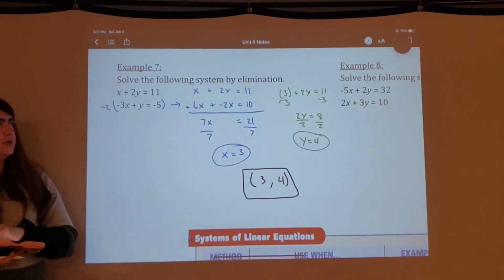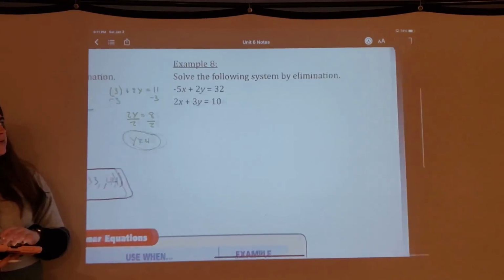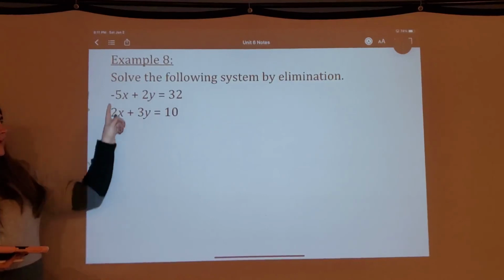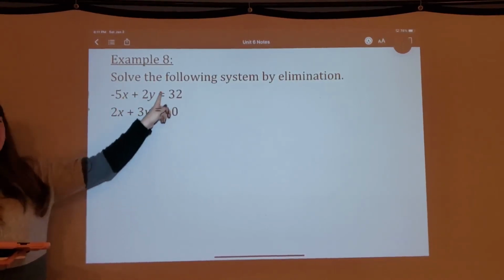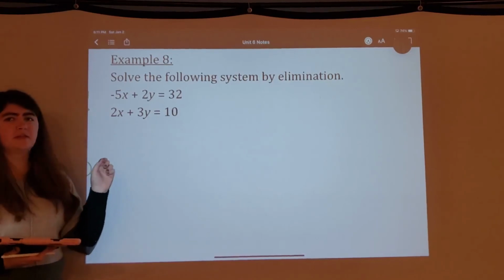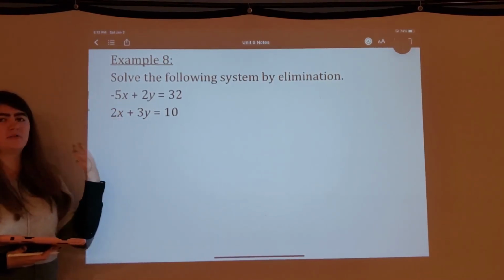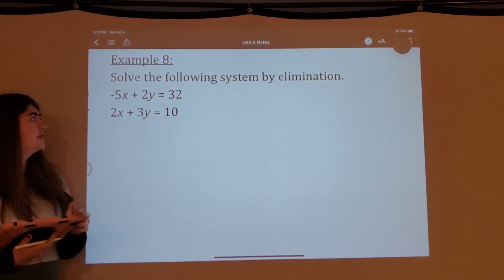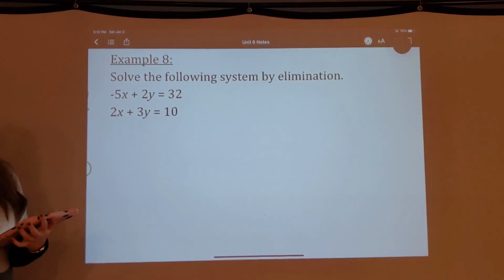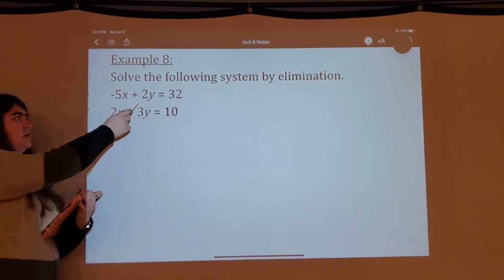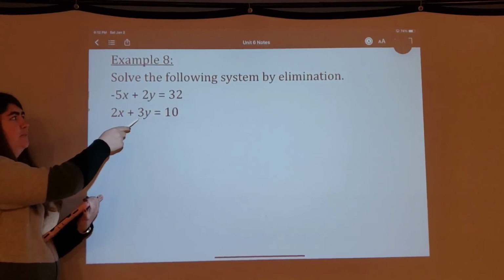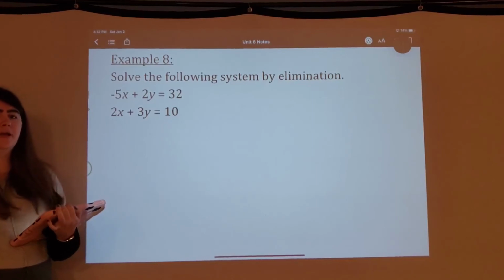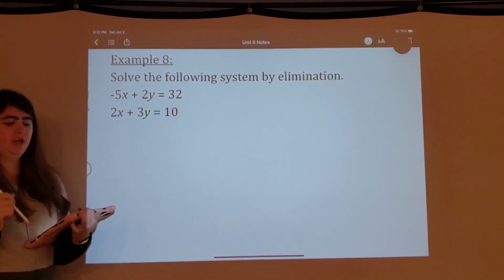Alright, we have one more example here. Example 8 says solve the following system of equations by elimination. And much like before, we have everything lined up, but nothing that's going to cancel out. Negative 5x and 2x, those don't cancel. 2y and 3y, those don't cancel. So if I'm trying to figure out what would be easy to move, nothing I can multiply by 2 is going to equal 3, and nothing I can multiply by 2 is going to equal negative 5, which means I'm going to have to multiply both of my equations in this situation.